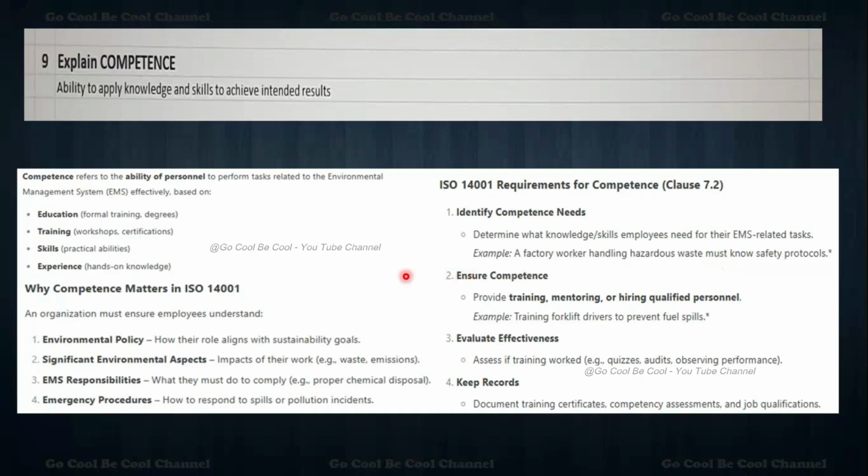Ensure competence: provide training, mentoring, or hire qualified personnel. As an example, training forklift drivers to prevent fuel spills. Evaluate effectiveness: assess if the training worked. Effectiveness assessment is often missing, because everybody gives training but it is not evaluated. Examples are tests, quizzes, audits, observation, performance, so many kinds of things. Keep records. If we don't have records, no one will believe you. Document training, certificates, competency assessment and job qualification.